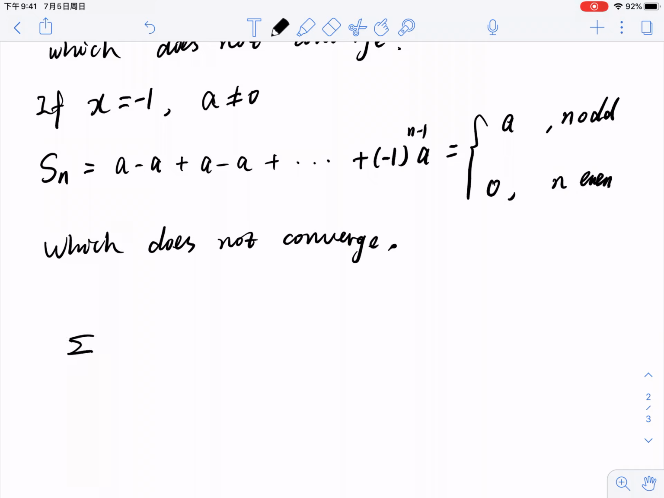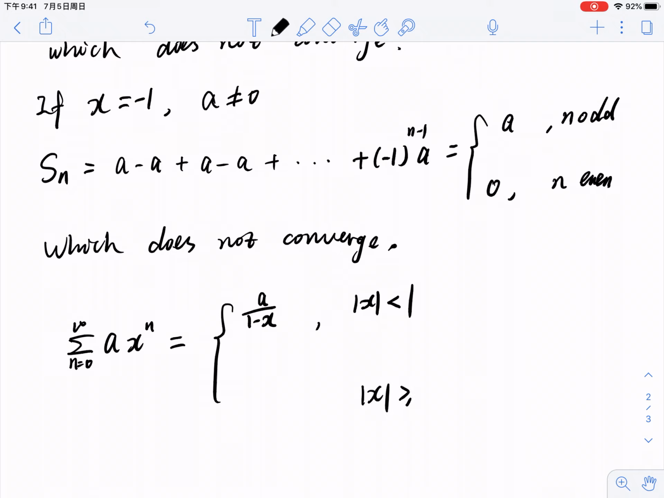So now we make the following conclusion. The infinite geometric series converges if the absolute value of x is strictly less than 1, and its sum is a over 1 minus x. If the absolute value of x is greater than or equal to 1, then the infinite geometric series diverges.